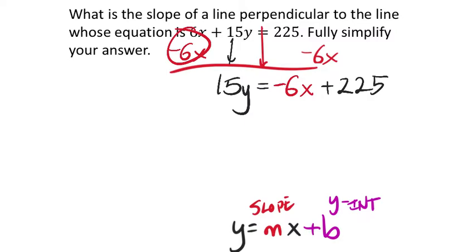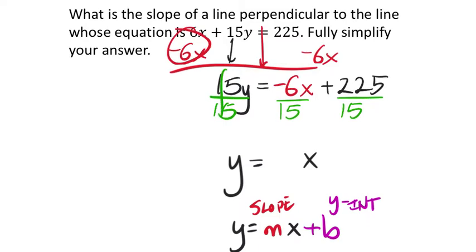Last thing I want here is to make the coefficient of y a phantom 1. So to do that, I'm going to divide the coefficient of y, 15, by itself, 15. But if I do it there, I got to do it everywhere. Okay, so that becomes a phantom 1. Now my coefficient of x, negative 6 divided by 15, gives me negative 2/5. All right, so that'd be down 2 to the right 5. And then my y-intercept, 225 divided by 15, is positive 15. So I have my y-intercept, even though we don't need it.